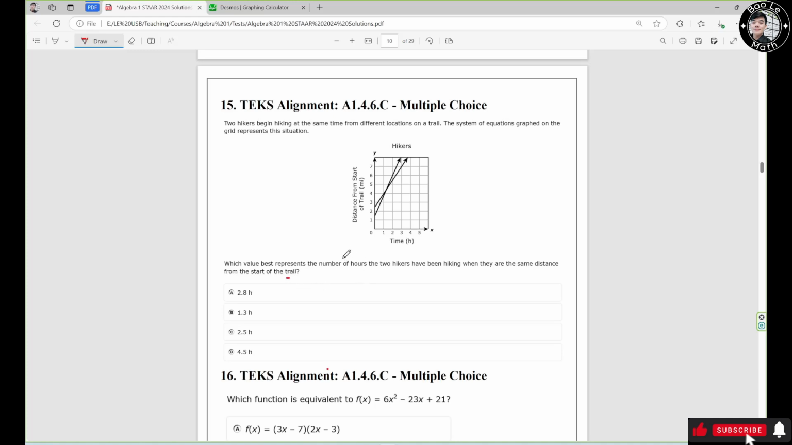So they ask you how many hours, right? Which means they ask you the value of h right here, which means the x-axis, right? So you look at the graph right here, right? The intersection point right here tells us that is the solution, right? They have the same distance right here and the same hour right here. Right, so the number of hours is between 1 and 2, right? So you look at the answer choices right here, only B is correct. B equals 1.3 hours, right?